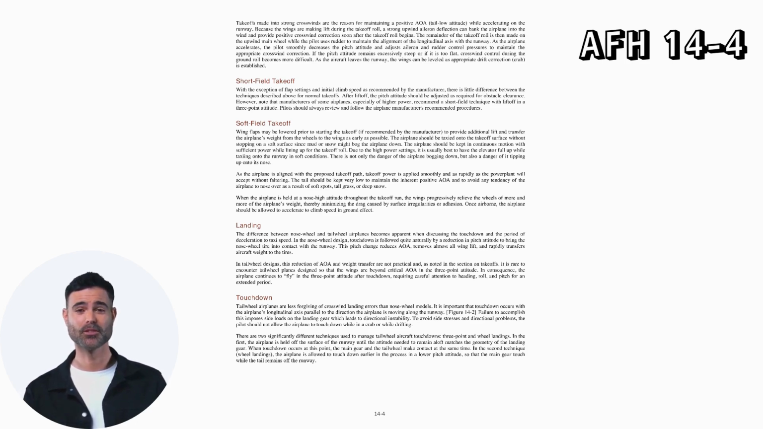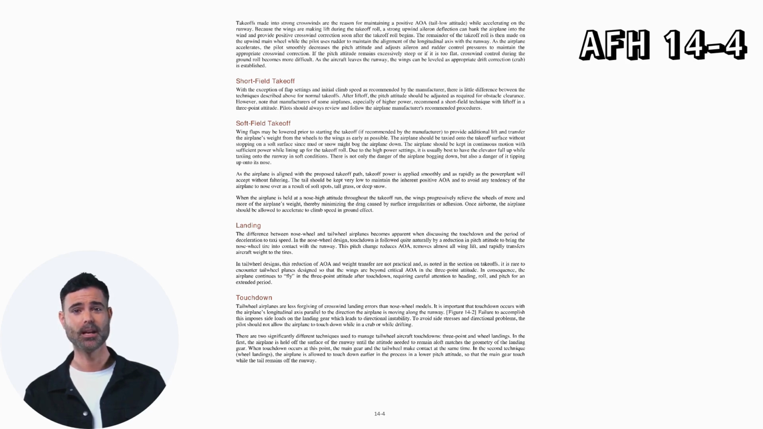Landing. The difference between nosewheel and tailwheel airplanes becomes apparent when discussing the touchdown and the period of deceleration to taxi speed. In the nosewheel design, touchdown is followed quite naturally by a reduction in pitch attitude to bring the nosewheel tire into contact with the runway. This pitch change reduces AOA, removes almost all wing lift, and rapidly transfers aircraft weight to the tires.